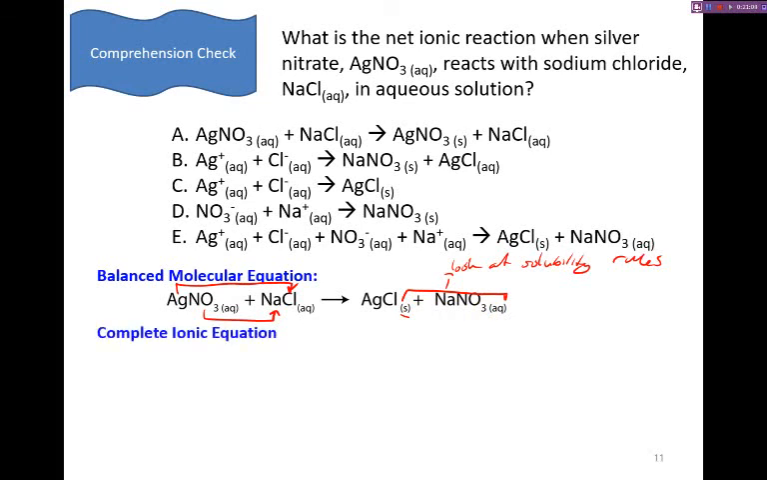Write out the complete or the full ionic equation, dissociating each of the aqueous substances into their ions. And notice that we keep together the polyatomic ions. So let's finish this up here.